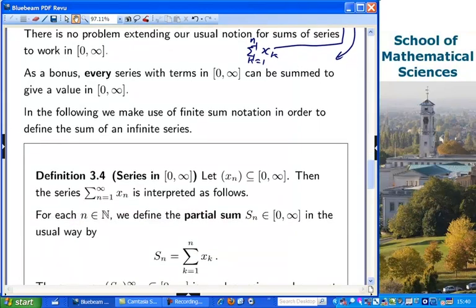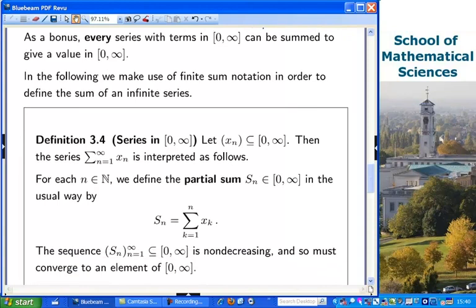So now if you want to do series, you do exactly what you did before, and you have to define partial sums. And as before, everything is much nicer than it used to be in the real line, because you don't have to ask, does this series converge or not? Because every series of non-negative extended real numbers can be summed to give a non-negative extended real number, which could be plus infinity.